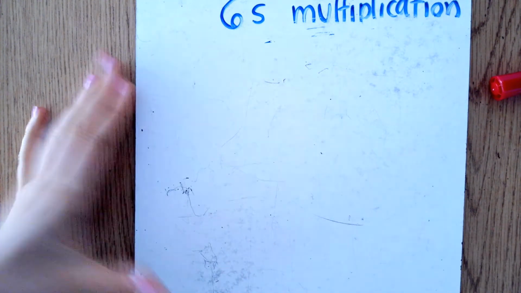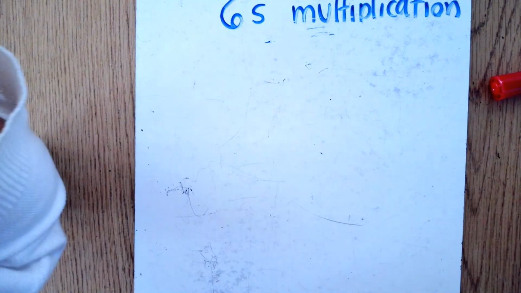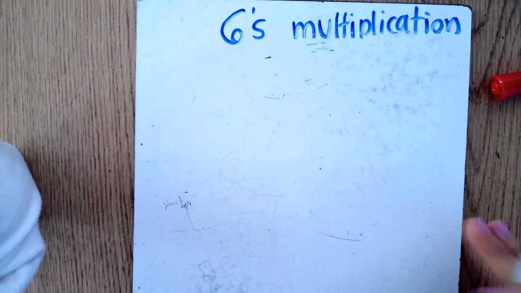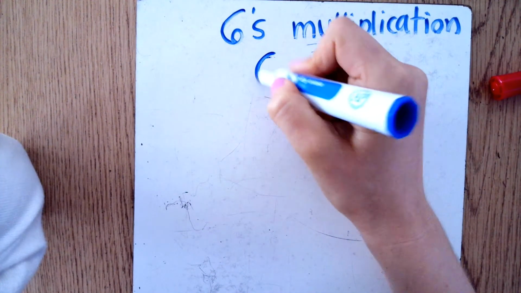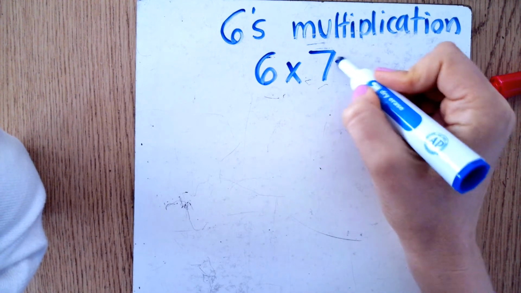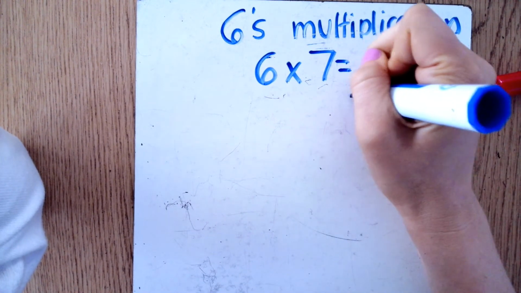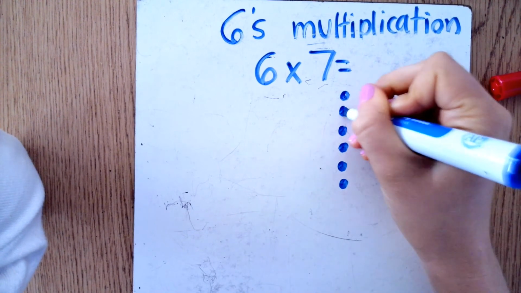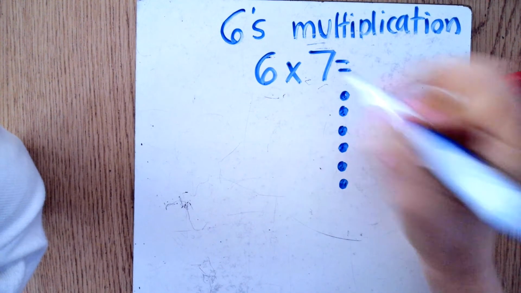And if your child is with you, then they can see if they can say the answer when I do the pause. So this last one, we'll make it a little bit bigger. We'll do 6 times 7. So I'll have 6 rows and 7 in each row.